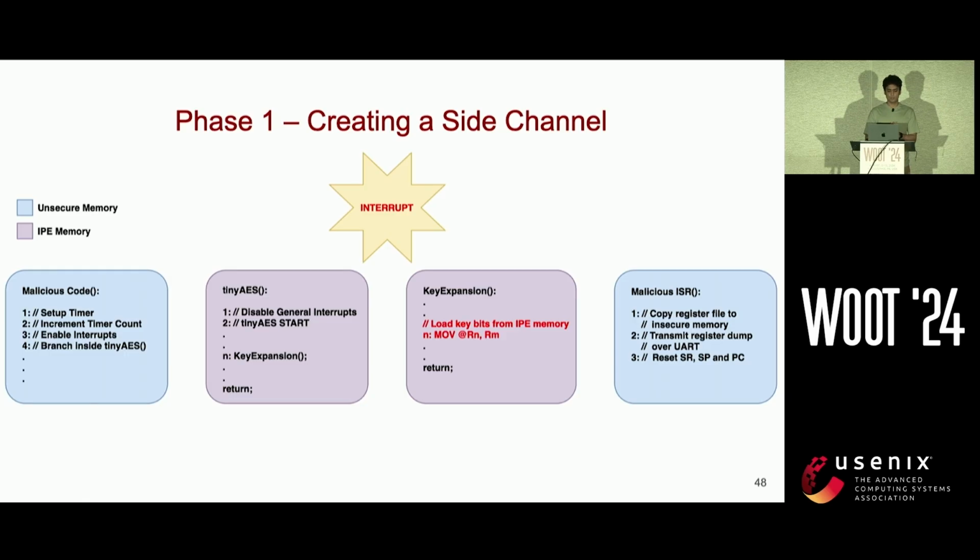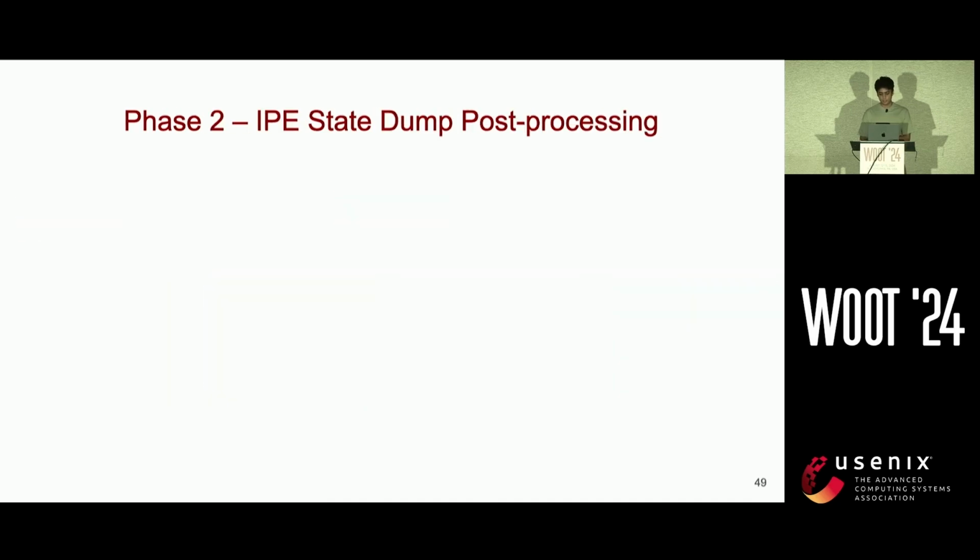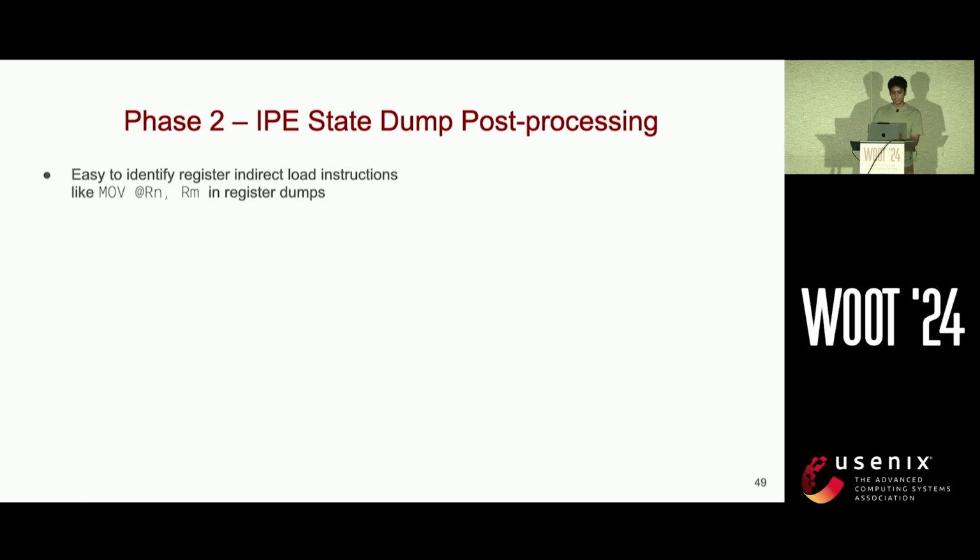But how will we know what this indirect load instruction is and that it is indeed leaking the key bits when the whole binary was a black box? This brings us to phase 2. After we get all the register dumps, we reverse engineer them to make sense of them. In fact, it is easy to identify the register indirect load instructions in the register dumps.